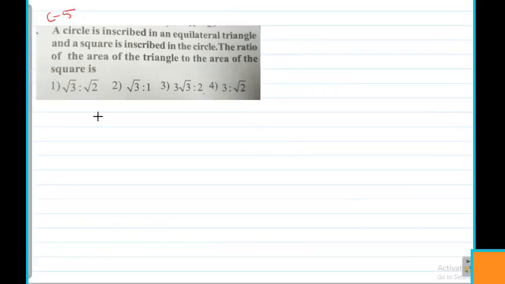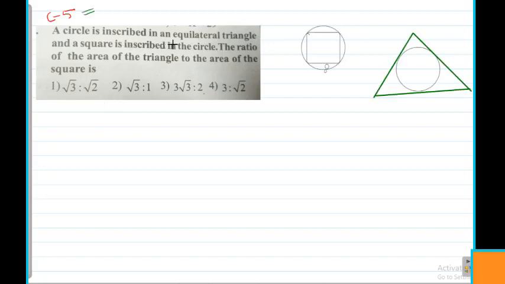I can write it as C5. A circle is inscribed in an equilateral triangle, and a square is inscribed in the same circle. Find the ratio of the area of the triangle to the area of the square. First of all, let ABC be the equilateral triangle. A circle is inscribed. Assume that its radius is r. Let the radius be r.